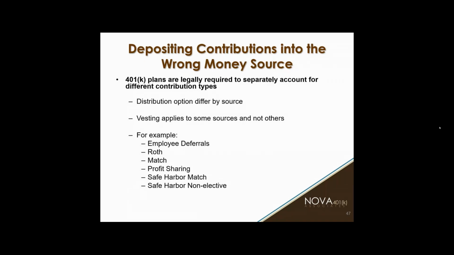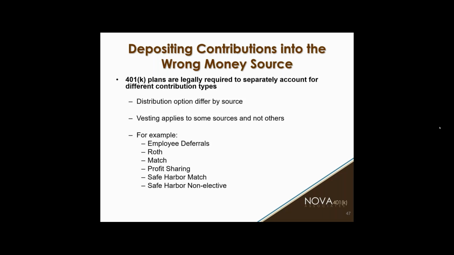Another common error is what we call source corrections, so depositing contributions into the wrong money source or bucket at your investment provider. All right, so employee contributions can be pre-tax. You have Roth, matching, profit sharing, safe harbor contributions, right, which are always 100% vested. So because the vesting and some of the distribution rules within the plans are different for each of these money types, you don't want to be commingling, for example, Roth and employee deferrals together, because a Roth is an after-tax deduction, and the regular employee deferrals are pre-tax, and they need to be going into the right buckets at Empower or Voya and so forth, right?